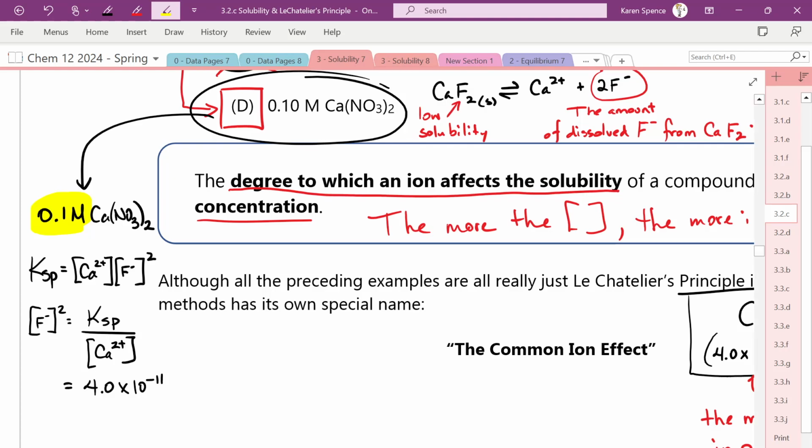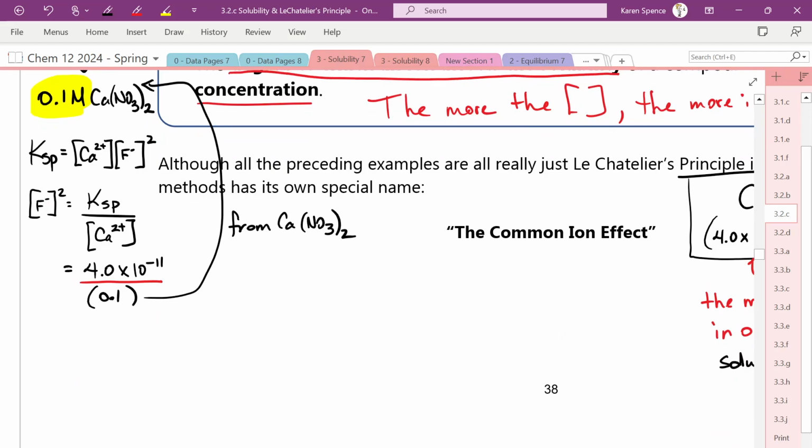Okay, so that's going to be divided by 0.1, and that is from Ca(NO3)2. So fluoride squared is going to be 4.0 times 10 to the minus 10. So the concentration of fluoride is going to be the root of 4.0 times 10 to the minus 10, which is 2.0 times 10 to the minus 5 molar.